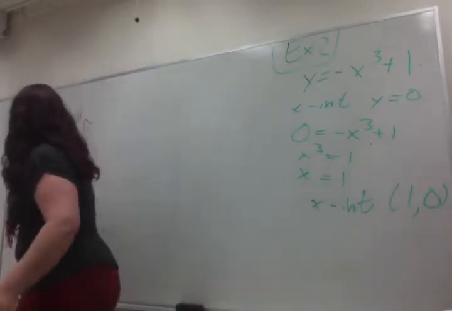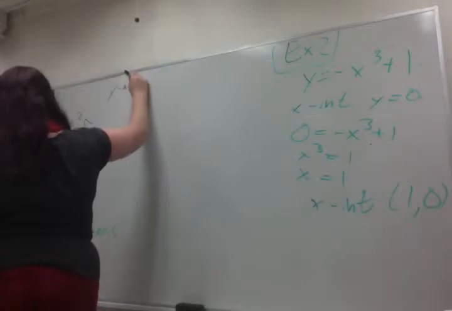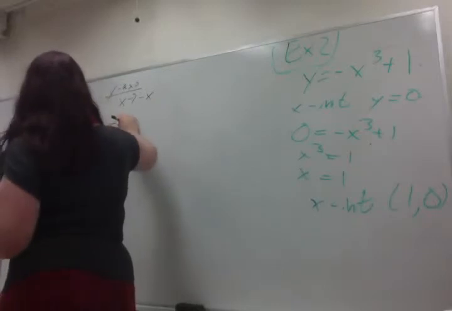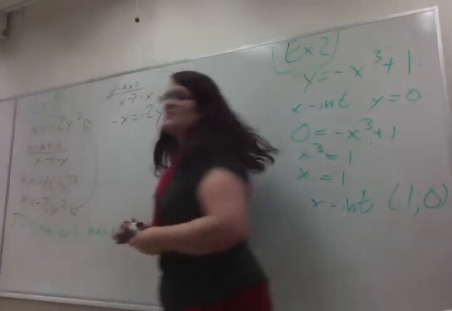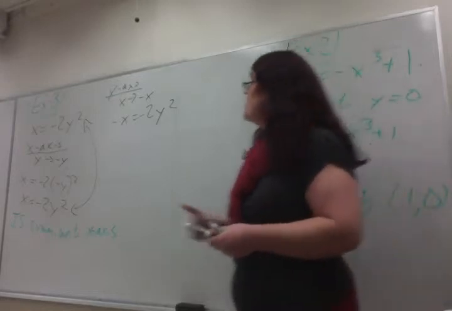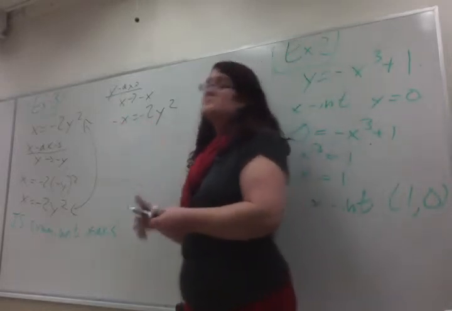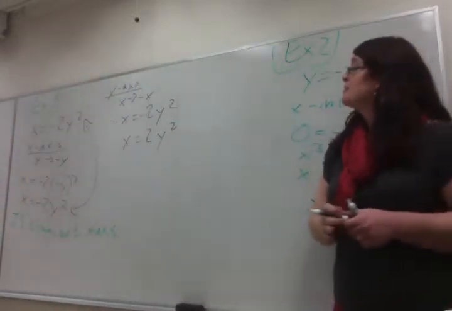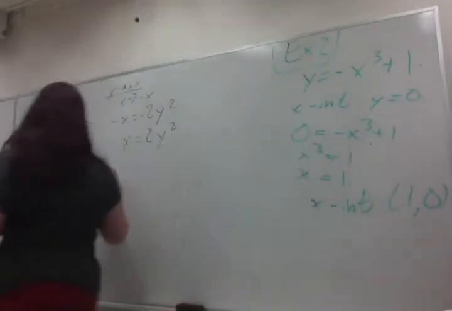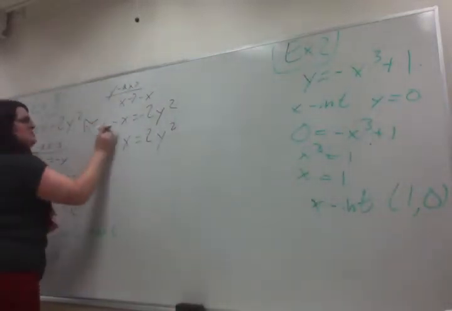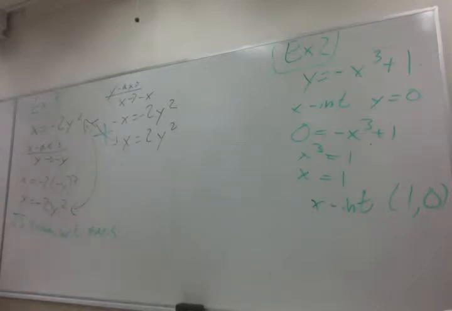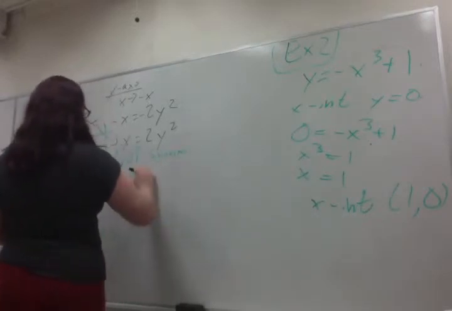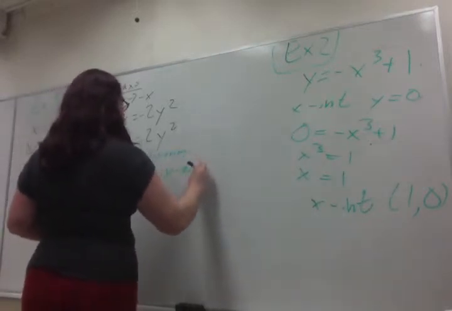Now if we want to test for symmetry with respect to the y-axis, we have to replace x with negative x. When we do that, we get negative x equals negative 2y squared. If I simplify that, I can divide both sides by negative 1, and I just get x equals 2y squared. This is not the same as the original equation. It's not the same as the thing we started with, so this is not symmetric with respect to the y-axis.